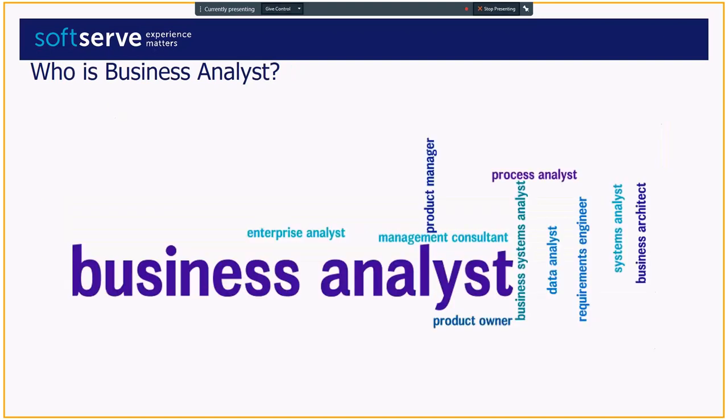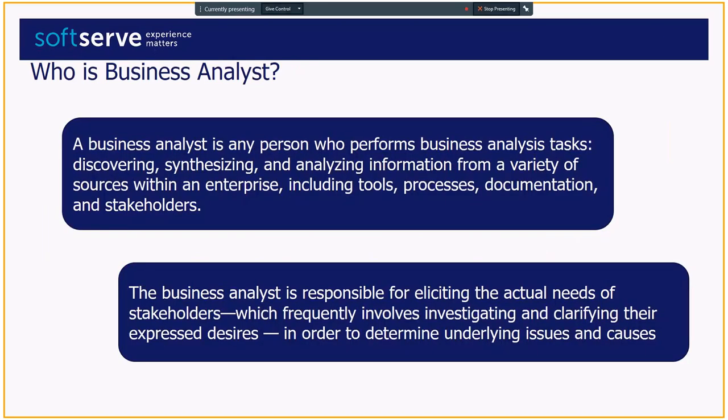So who is actually a business analyst? It's really hard sometimes to define only one person responsible for business analysis in the company. As you can see in this image, a business analyst can wear many hats, because we can be product owners, system analysts, process analysts, data analysts, and so on and so on. Actually, a business analyst, as per the definition of the BA book that we use, is just a person who performs any business analysis task.